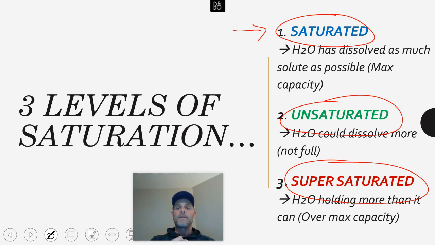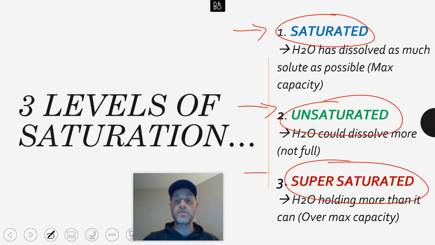Okay. If I've put in a little bit, but it's not full and I could actually dissolve more yet, I would call that solution unsaturated. It hasn't reached that max capacity. It's not full. Un means not, saturated means full.